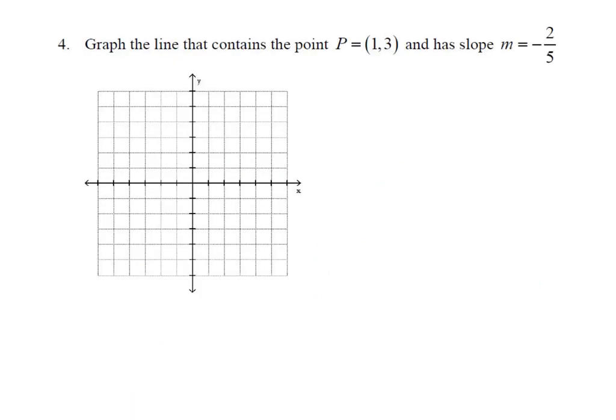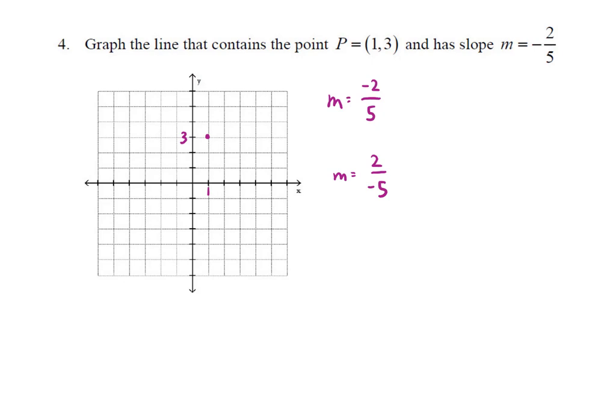Number 4 asks us to graph the line that contains the point (1, 3) and has a slope of -2/5. It's very important that when you're graphing that you label your lines so we know exactly where your scale is. You're going to start at this point. You always have a starting point, and then you figure out what direction you're going. I'm going to write the slope again. My slope could either be -2 over 5, or it could be thought of as 2 over -5.